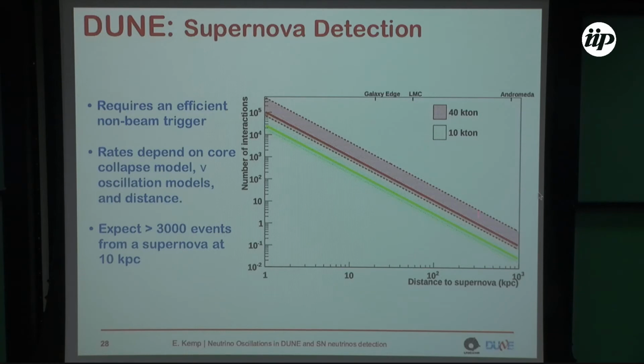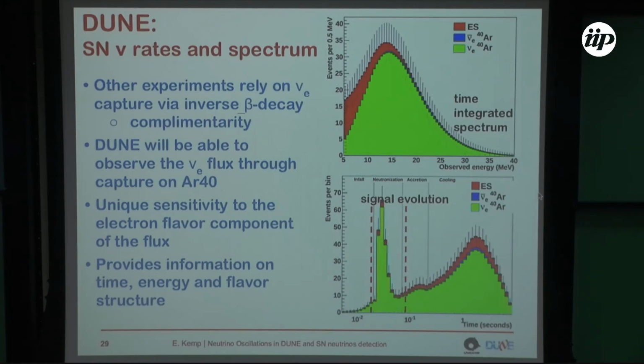And of course, the uncertainties in this band are related to the collapse model, the neutrino oscillation models, and the distance. So on average, we expect 3,000 events from a collapse in the center of the galaxy, which is around 10 kiloparsecs. And this is the time-integrated spectrum that we expect for 3 different interaction channels in DUNE. And just to remind you, for the last supernova that was detected, we saw 30 events in total, or probably fewer, 23, I don't remember. If you consider other detectors, you reach 30 events.